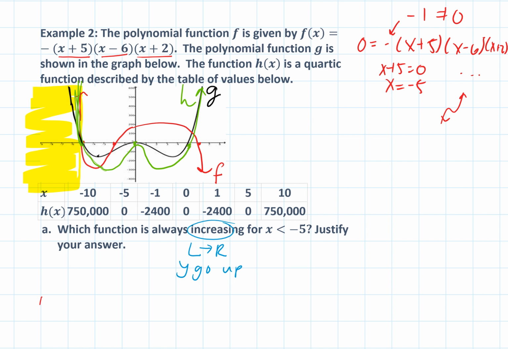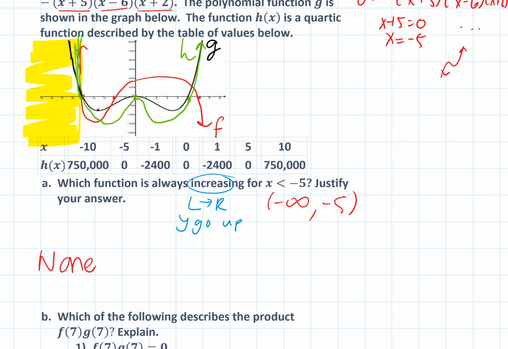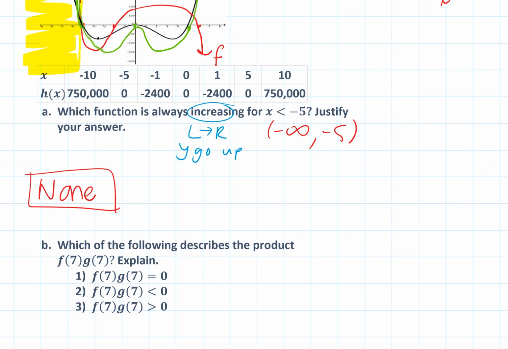So in fact, this is not true for any of the functions, because all of them are decreasing on the interval x is less than -5, or on the interval from -infinity to -5, and even further. Okay, let's take a look at the next question.